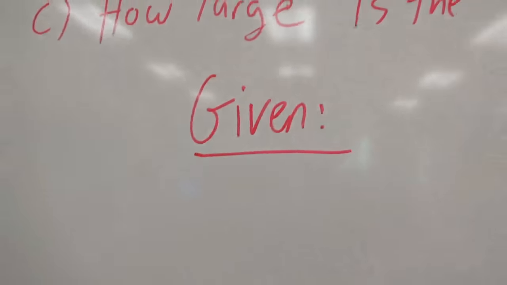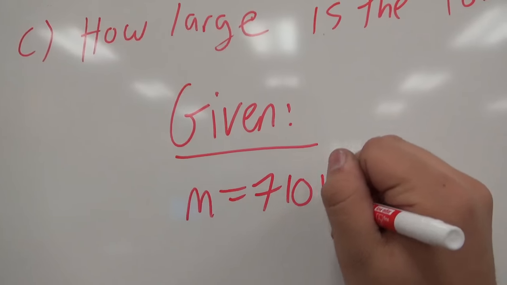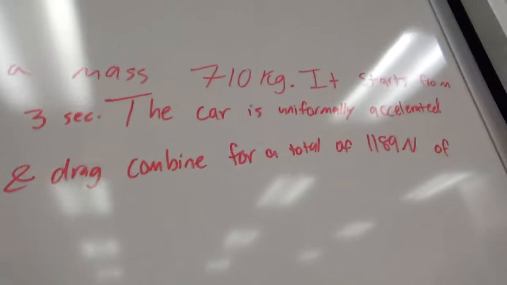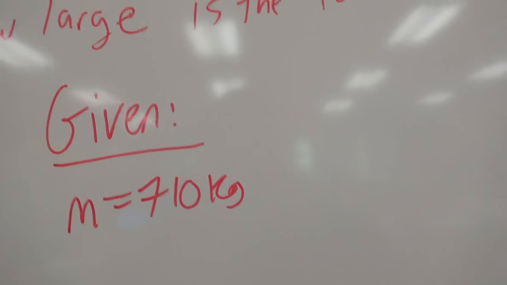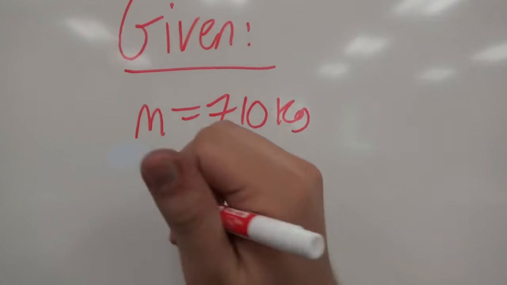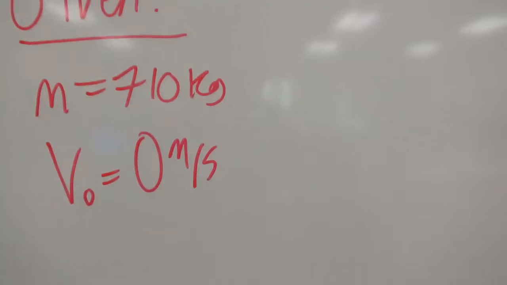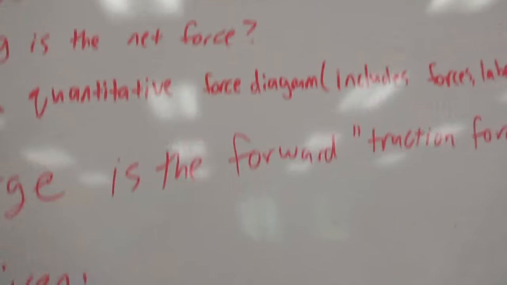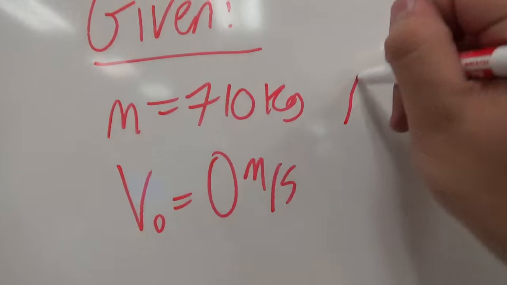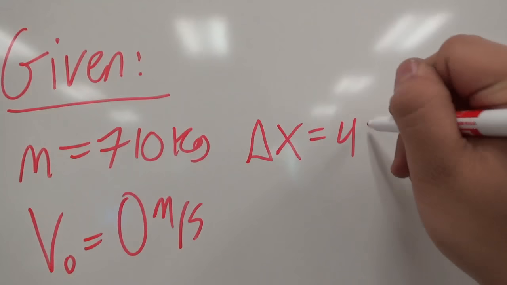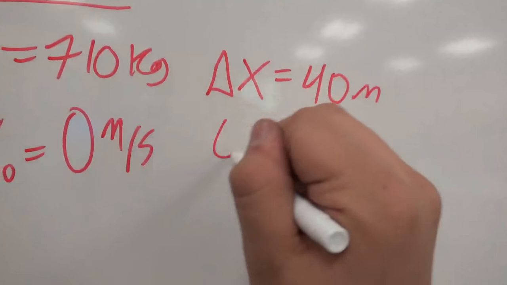Alright. We're given the mass of the car. The mass of the car was 710 kilograms. It's stated in the problem that it's 710 kilograms. Okay. It says that it starts from rest. So if it starts from rest, I'm going to put that my initial velocity was 0 meters per second. It says it travels 40 meters. So the meters is an indication that it's a displacement of 40 meters. And it does that within 3 seconds. Okay.